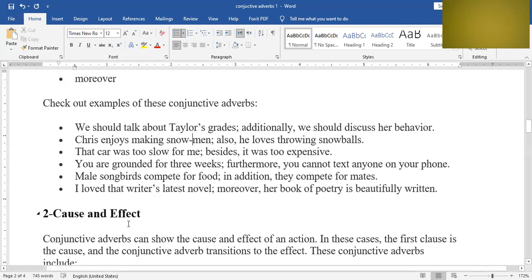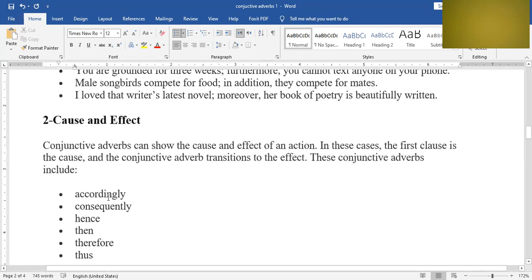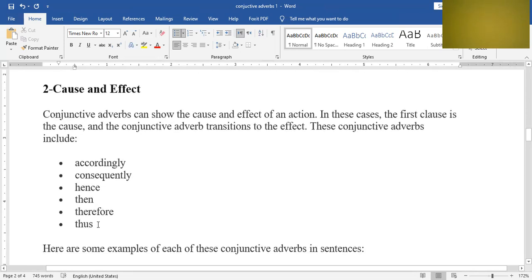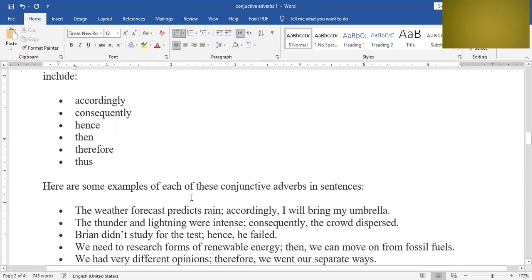Okay. Number 2, conjunctive adverbs which are used to express cause and effect. As you see here, conjunctive adverbs can show the cause and the effect of an action. In these cases, the first clause is the cause and the conjunctive adverb transitions to the effect. It takes us to the effect. These conjunctive adverbs include accordingly, consequently, hence, then, therefore, thus. Here are some examples of these conjunctive adverbs which express cause and effect.